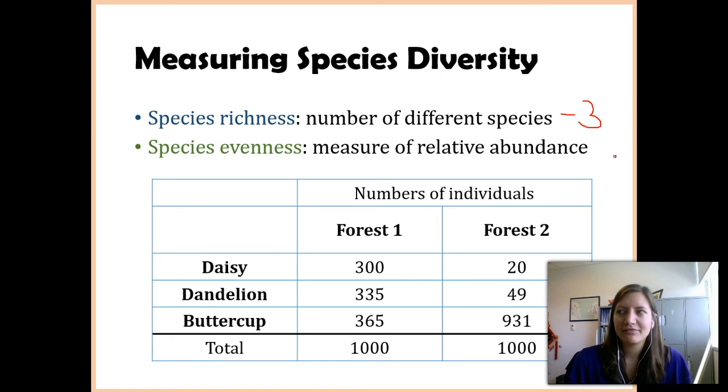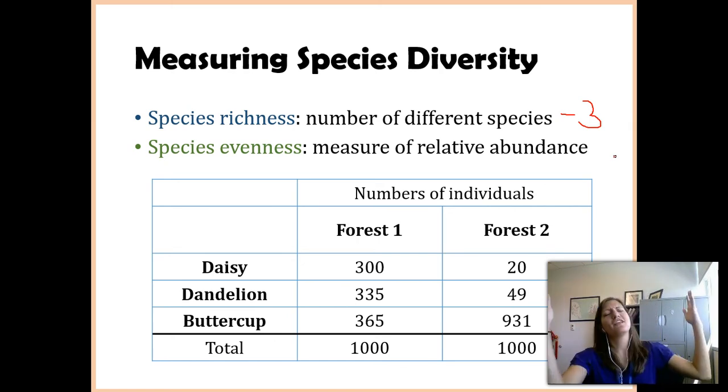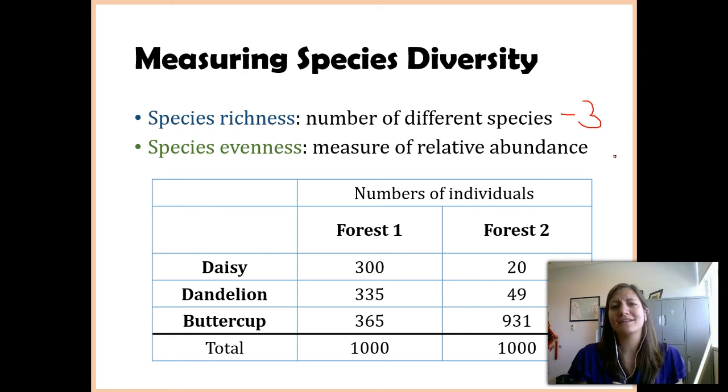Now that in and of itself, okay, well, they're the same. They must both be great forests. But you know that's not true, just looking at the numbers. The evenness is different between these two. Forest one is more even. The numbers are around each other. Whereas in forest two, buttercups take over 90% of this forest. So 90% are buttercups and the rest is these other species. So it's not very even at all.